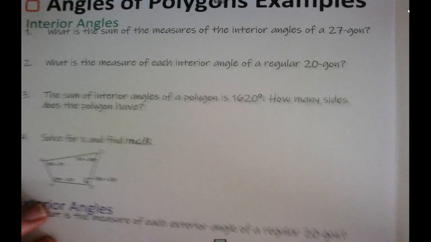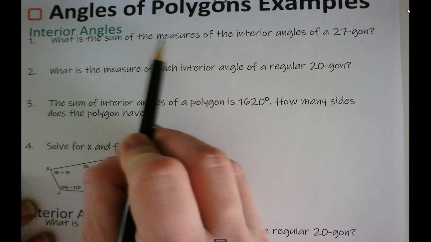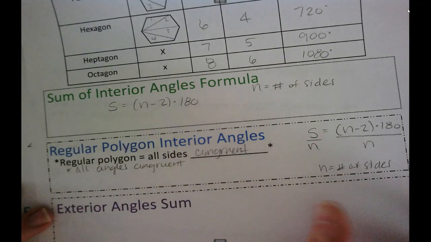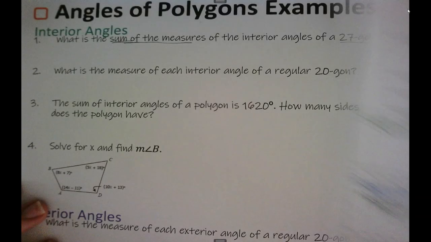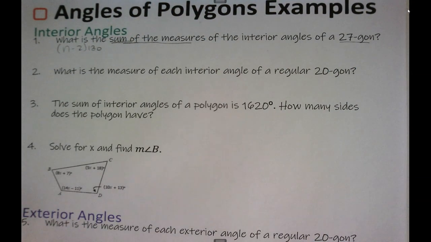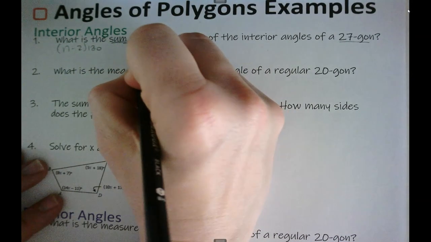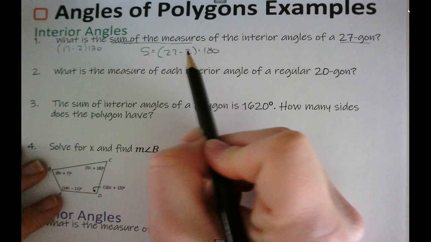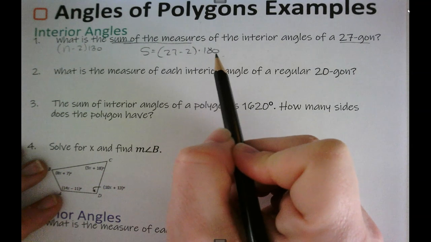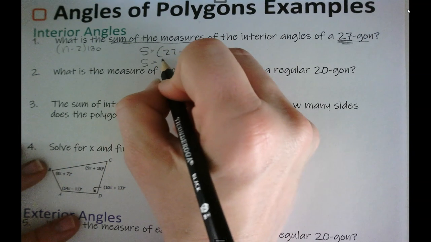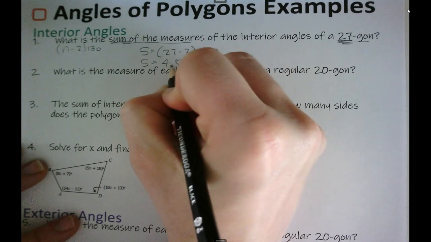Okay, let's see what this means. What is the sum of the measures of the interior angles of a 27-gon? When I say sum of interior angles, I'm going to use this formula: n minus 2 times 180. So n in this case is 27, minus 2, times 180. Make sure that you subtract first before you multiply, so it goes 25 times 180. And the sum of the interior angles of a 27-gon is 4,500 degrees.